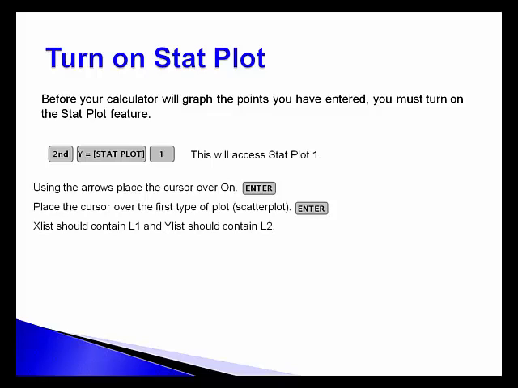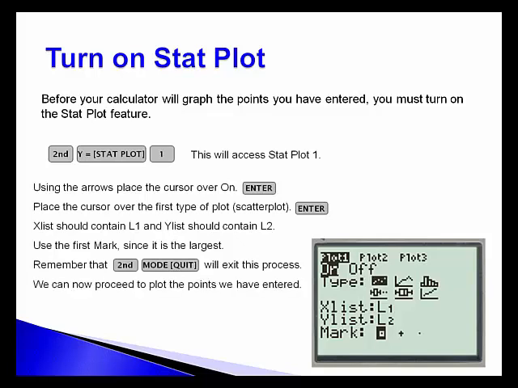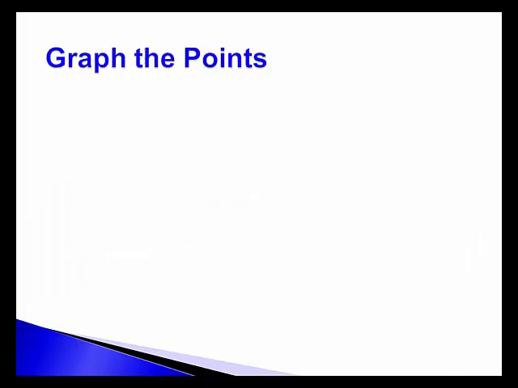You should see the word X list followed by L1, and Y list should contain L2. Mark says what kind of mark do you want to make on the screen to plot your point. We'll use the first one since it's the largest and the easiest to see, and I have very old eyes. Your screen should now look like this. Once that is completed, remember that second mode will quit this process. We can now proceed to plot the points that we've entered.